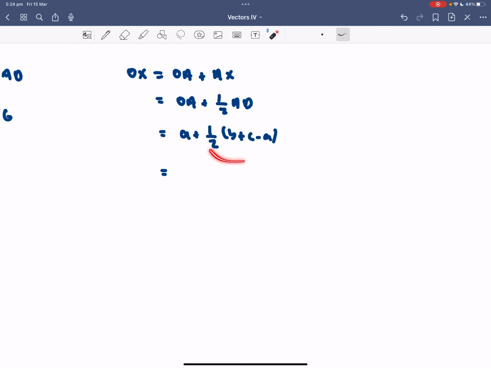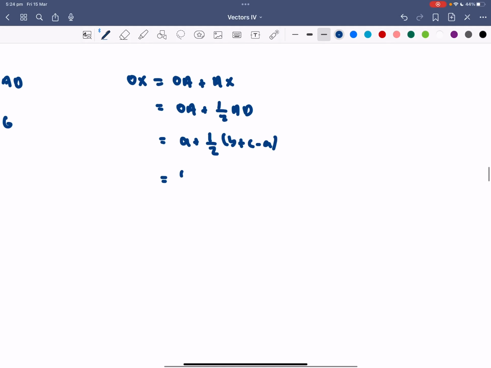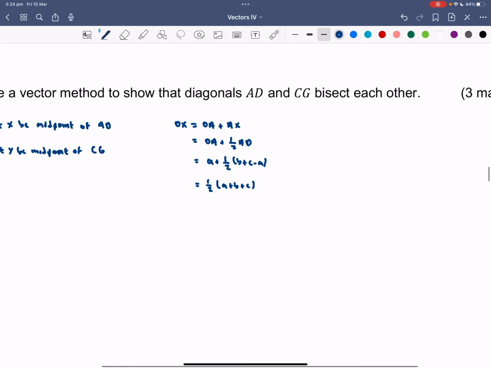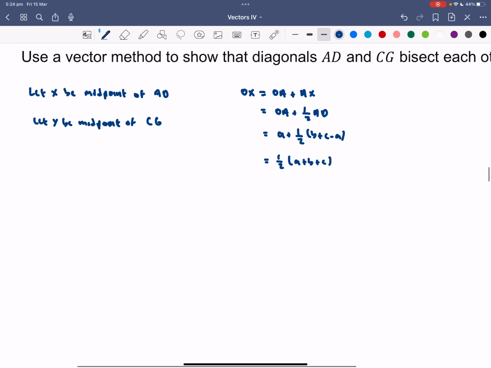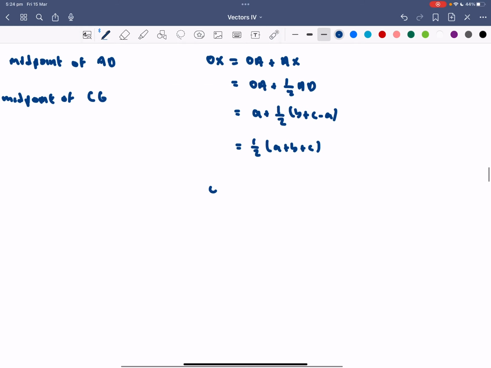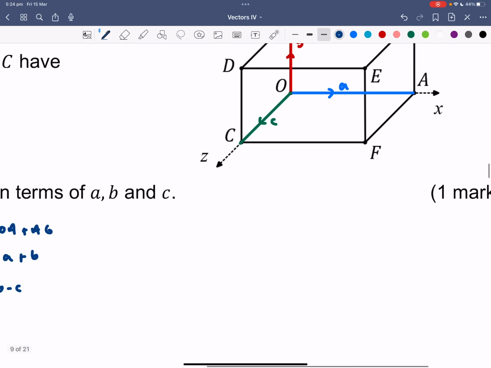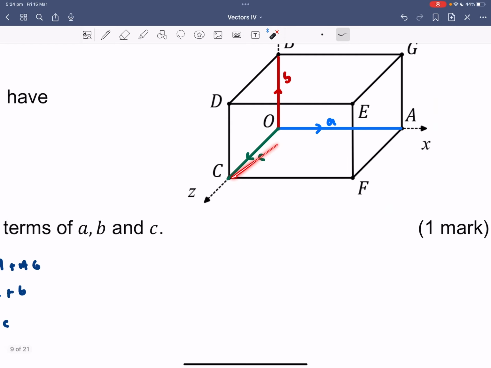That becomes A, take half A, so it literally becomes half of A plus B plus C. That is OX, the position vector of OX. Now let's find the position vector of OY. OY is the midpoint of CG. So let's find the midpoint, it is the midpoint of C to G.